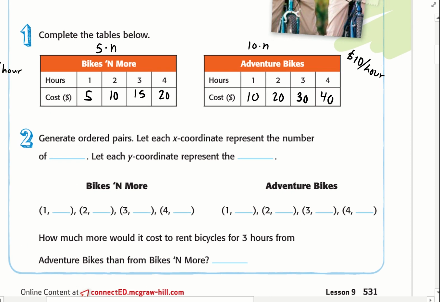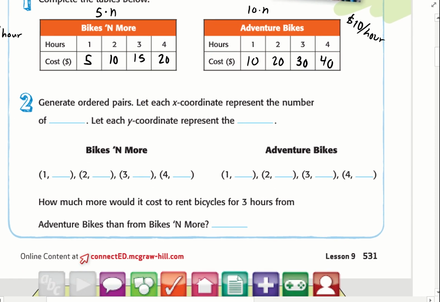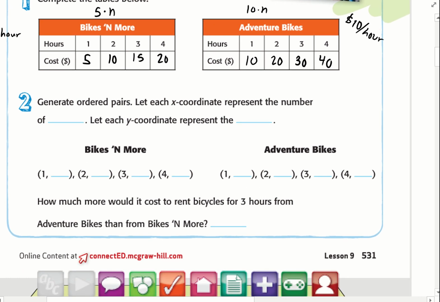So if I take a look here, I know in 1 hour, it costs $10. So in 2 hours, it costs $20. 3 hours, it costs $30. And 4 hours, it costs $40. So with this, I can actually create ordered pairs. So my inputs would be X and my outputs would be Y. So my hours are going to be X and my cost is going to be Y.